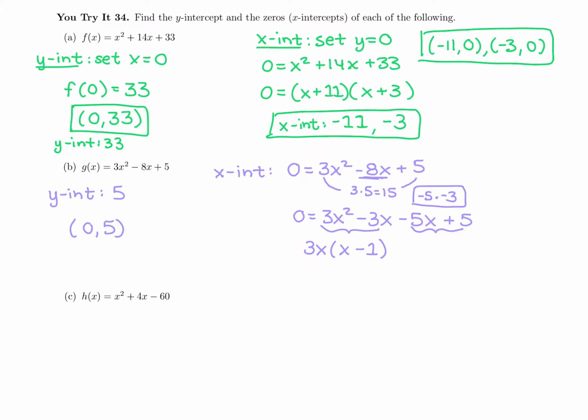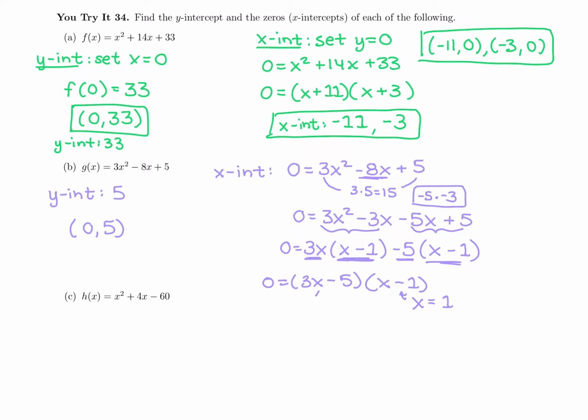For my next group, I have negative 5x plus 5. So I could pull out a negative 5 times x would give me negative 5x, and negative 5 times negative 1 would give me that positive 5 at the end. So my factoring is going to be the first part, that 3x minus 5, times these common factors, x minus 1. So there's my factoring by grouping. So I can see that one of my x-intercepts is going to be positive 1.